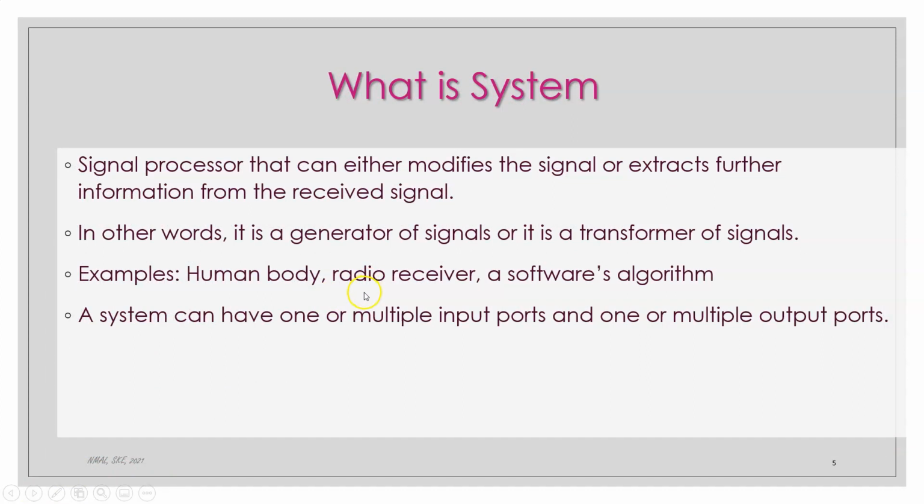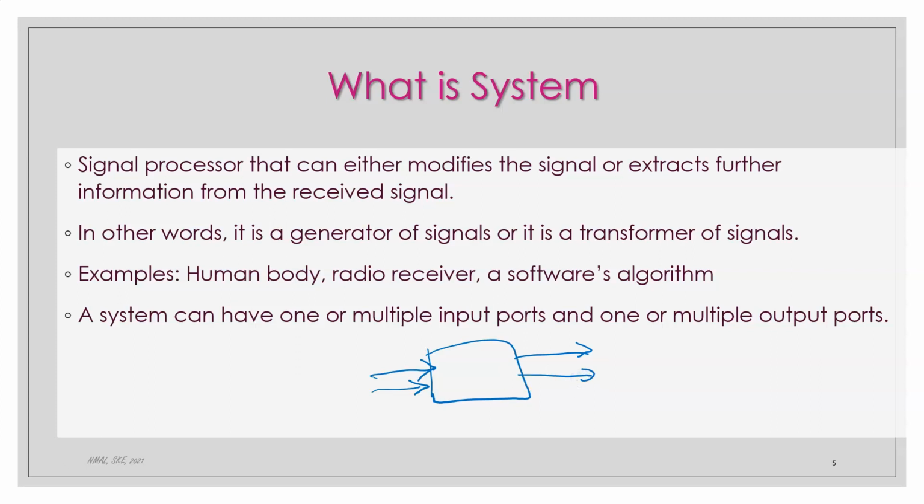And a system is actually a signal processor that can either modify the signal or extract further information from the received signal. In other words, it is a generator of signals or a transformer of signals. So remember what I drew just now. This we can say represents the system. Then there will be input signals, which can be more than one, and there will be output signals, which can also be more than one.